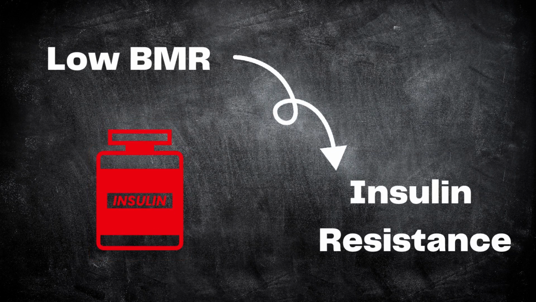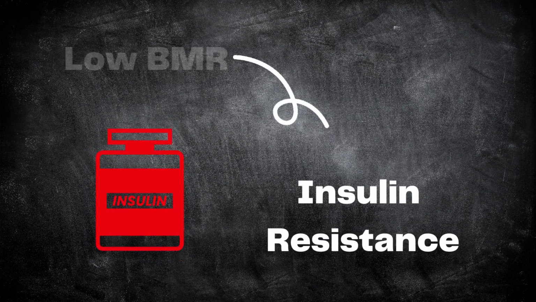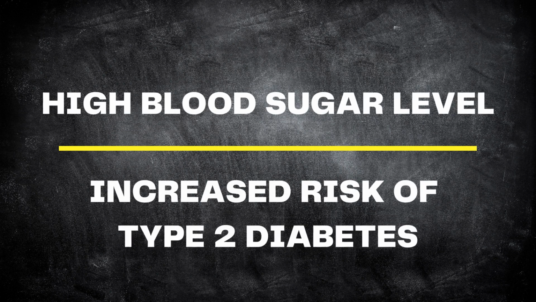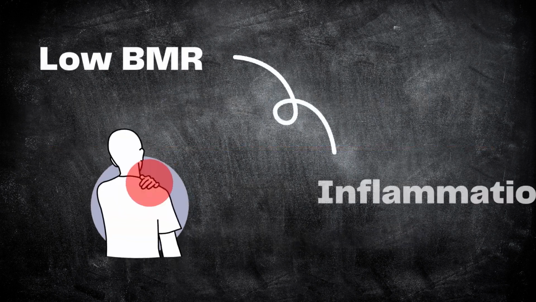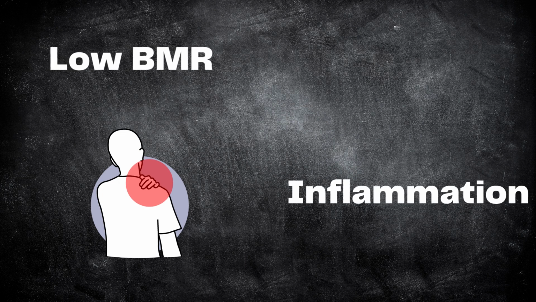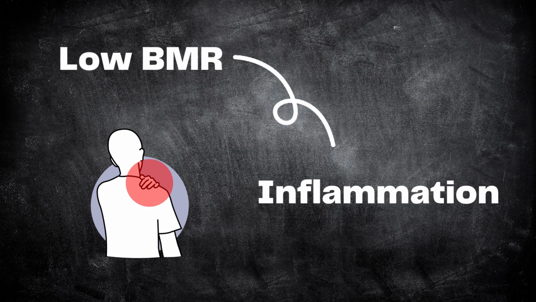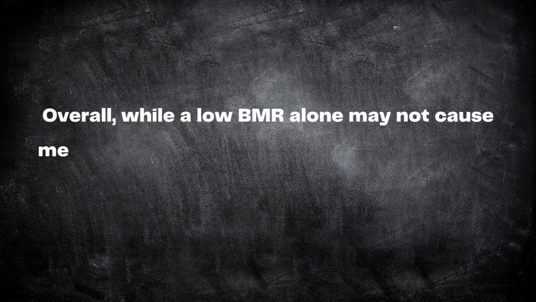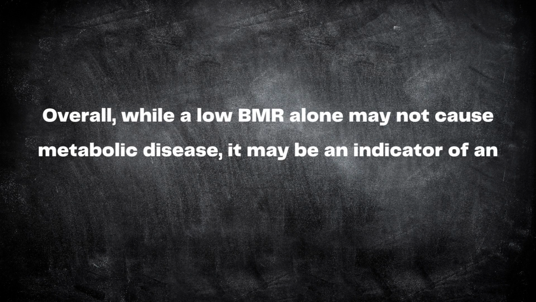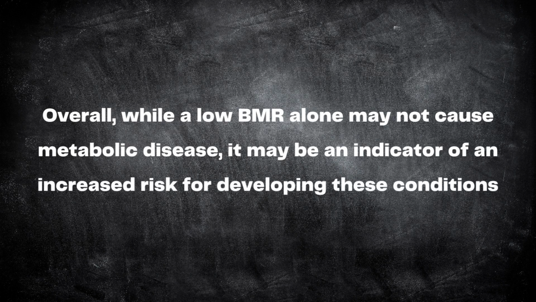Additionally, a low BMR may be associated with insulin resistance, which can lead to a high blood sugar level and an increased risk of type 2 diabetes. A low BMR may also be associated with inflammation, which is a key factor in development of many chronic diseases, including metabolic disease. Overall, while low BMR alone may not cause metabolic disease, it may be an indicator of an increased risk for developing these conditions.